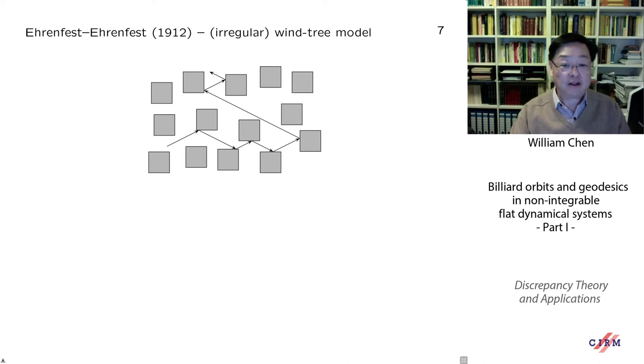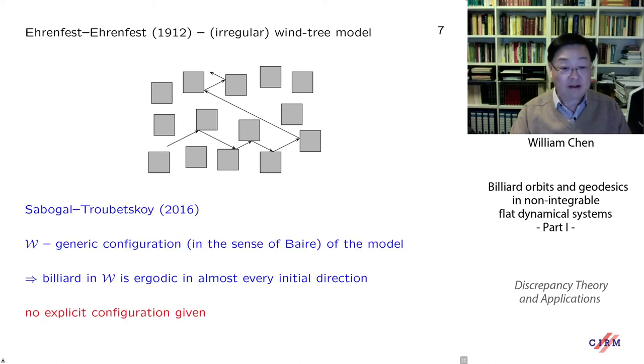Well, this is a very irregular model and very little is known, but a few years ago, there is a result by Sabogal and Troubetzkoy. Please forgive me if my pronunciation is incorrect. And they say that there are configurations such that the billiard is ergodic in almost every initial direction. But then they didn't give any explicit configuration.